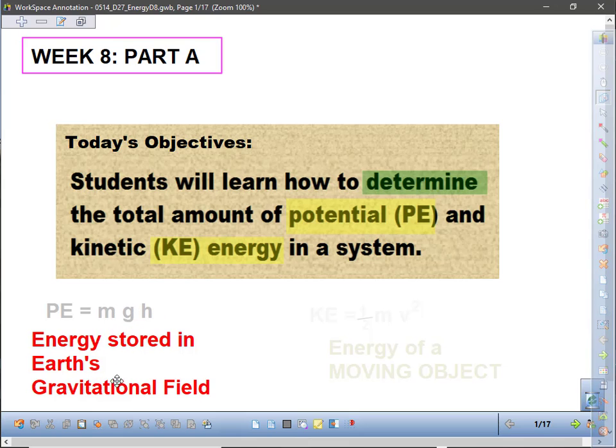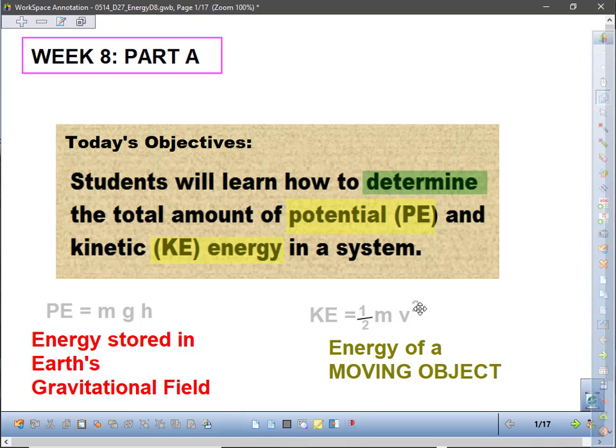It's the energy stored in the Earth's gravitational field. So anytime you lift something, anytime something goes up in the air a certain height, the potential energy is the mass of that object times 9.8, gravity on Earth, times the height, in joules. Kinetic energy, on the other hand, is the energy of a moving object. It's 1/2 the mass of the object times velocity squared.